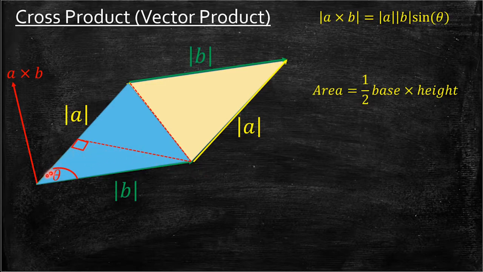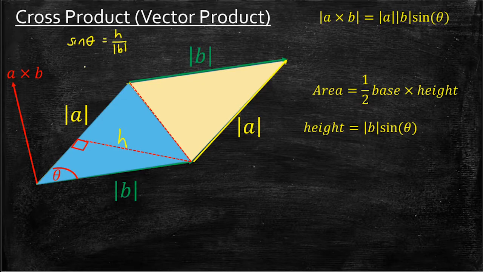So what we've got is a right angle triangle. The height is actually going to be B sine of theta. That's just a bit of trigonometry to prove that result. If this is the height here, we've got opposite and hypotenuse. So sine of theta is the opposite, h, over the hypotenuse, which is the modulus of B. The height is going to be the modulus of B times sine of theta. We've got this result over here.